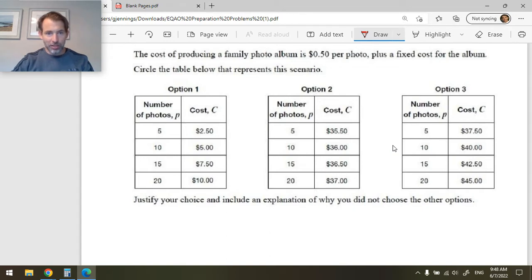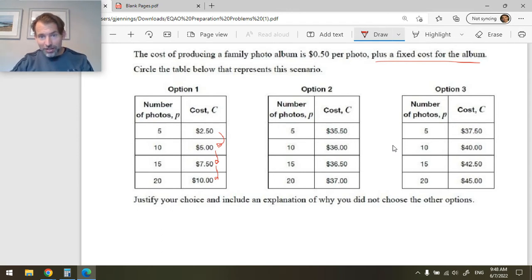Well, this looks pretty good, doesn't it? Because it's growing by the correct amount. If it's 50 cents per photo, then this is growing by the correct amount each time. Problem is, the fixed cost for the album here is $0, and I don't think that's what they meant by a fixed cost. Okay, let's check this one.